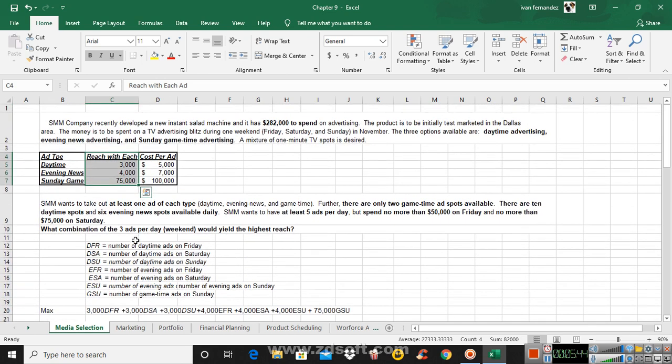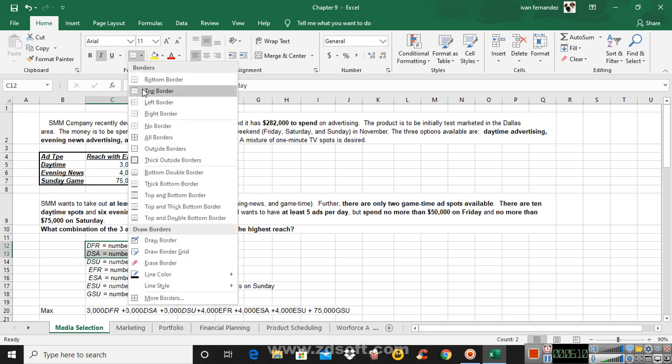The next thing you need to do is define all the different variables, all the controllables, the things that you can control, which is how many ads on Friday, Saturday, and Sunday, and what type. Is it going to be a daytime? Is it going to be an evening? So I come up with this, and you should look at them in blocks.